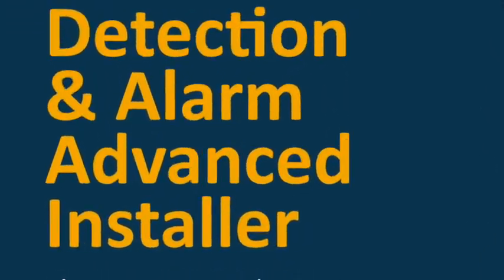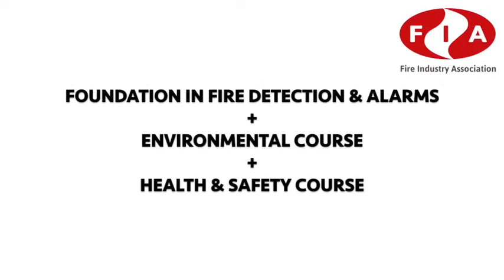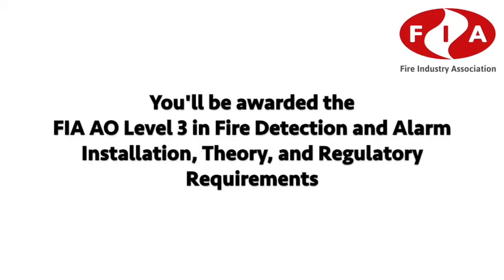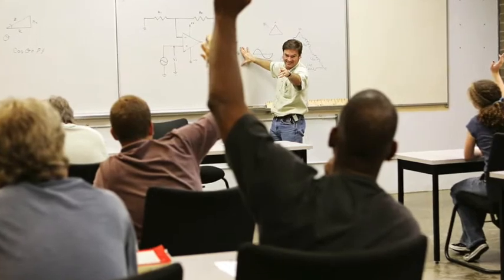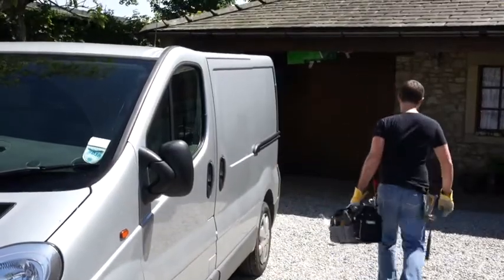end user. Successful completion of this unit, along with the following units on the screen now, will give you a full qualification. You'll be awarded the FIA AO Level 3 in Fire Detection and Alarm Installation, Theory and Regulatory Requirements, meaning you'll be ready to start applying what you've learnt to the workplace right away.